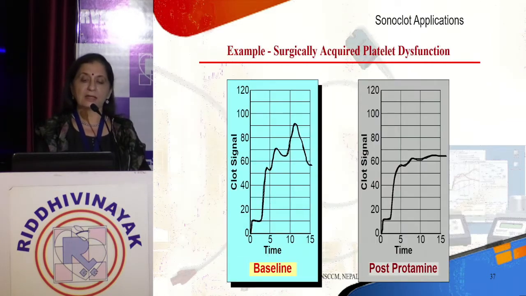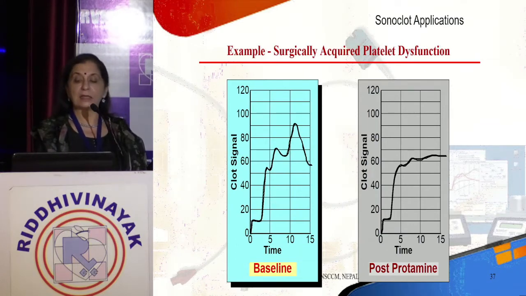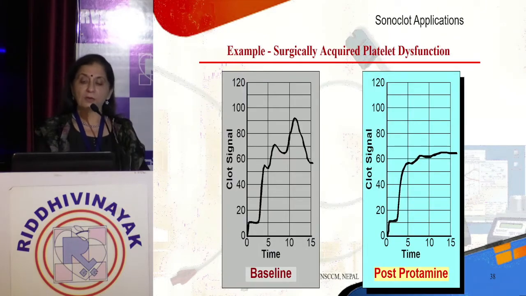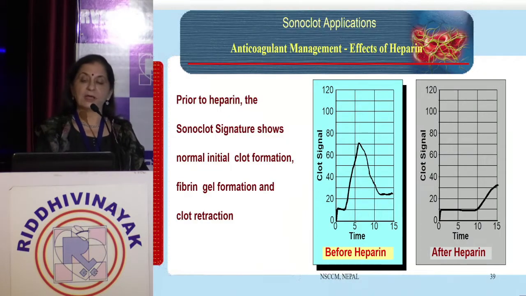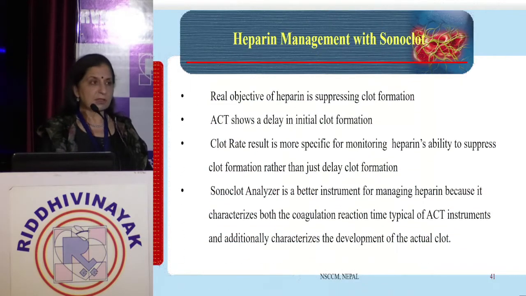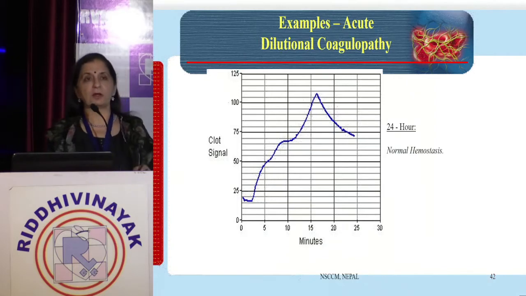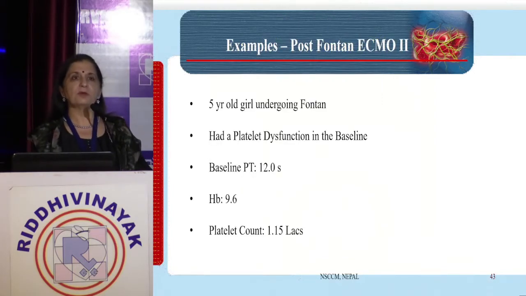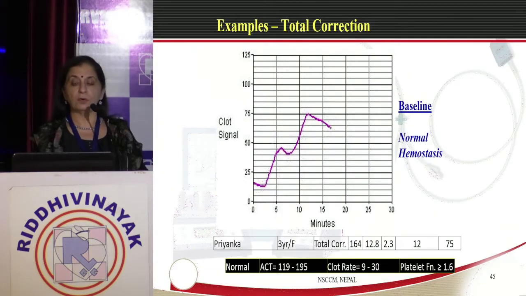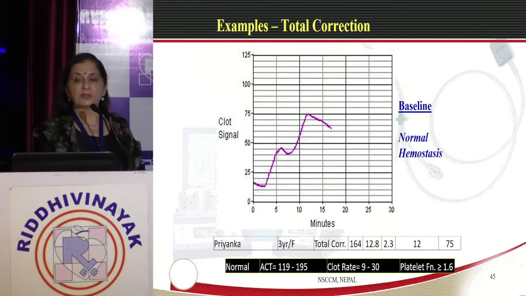So typical cardiac surgical patients will be this. In platelet dysfunction, if this was the baseline, you've given platelets, you've given protamine, this was the baseline. Now you give post-protamine after heparin, that would be the baseline. So our object is to monitor heparin to prevent clot formation, but also excessive clot. Too much heparin or too little heparin is also wrong. So this is a post-Fontan patient whom we put on ECMO. This is a total correction on ECMO, and we got these platelet dysfunction curves.